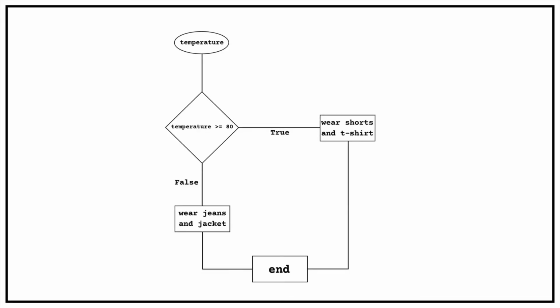Before that, let's figure out what the algorithm is. We're going to extract the temperature from the computer user. Then we're going to make a decision if the temperature is greater than or equal to 80. In case that's true, then we should display wear shorts and t-shirt. If it's not true, then we should display wear jeans and jacket. Let's code this in Java.